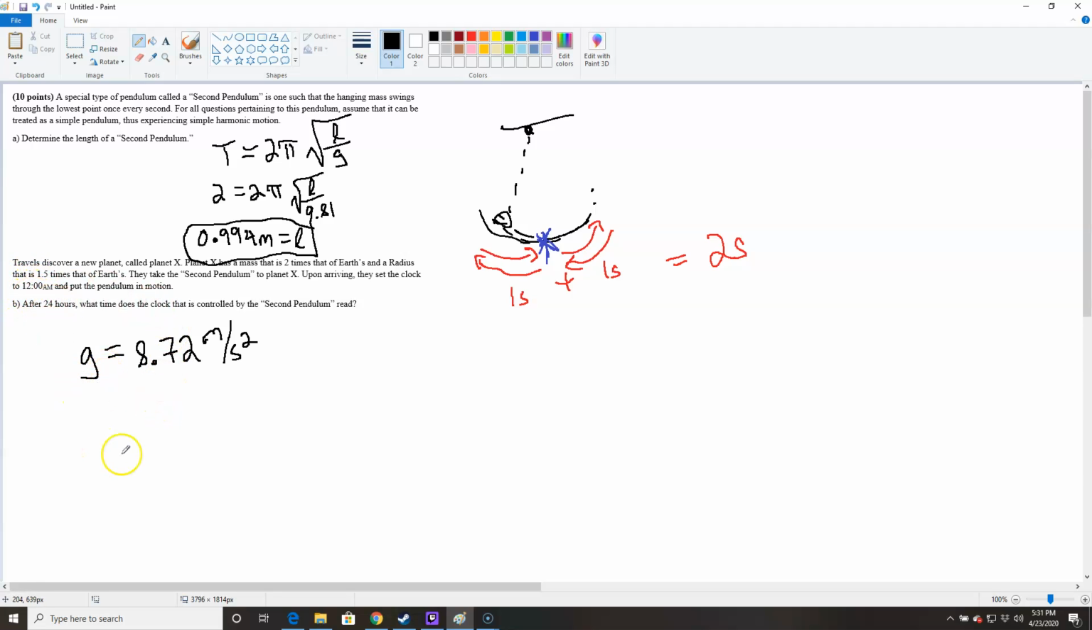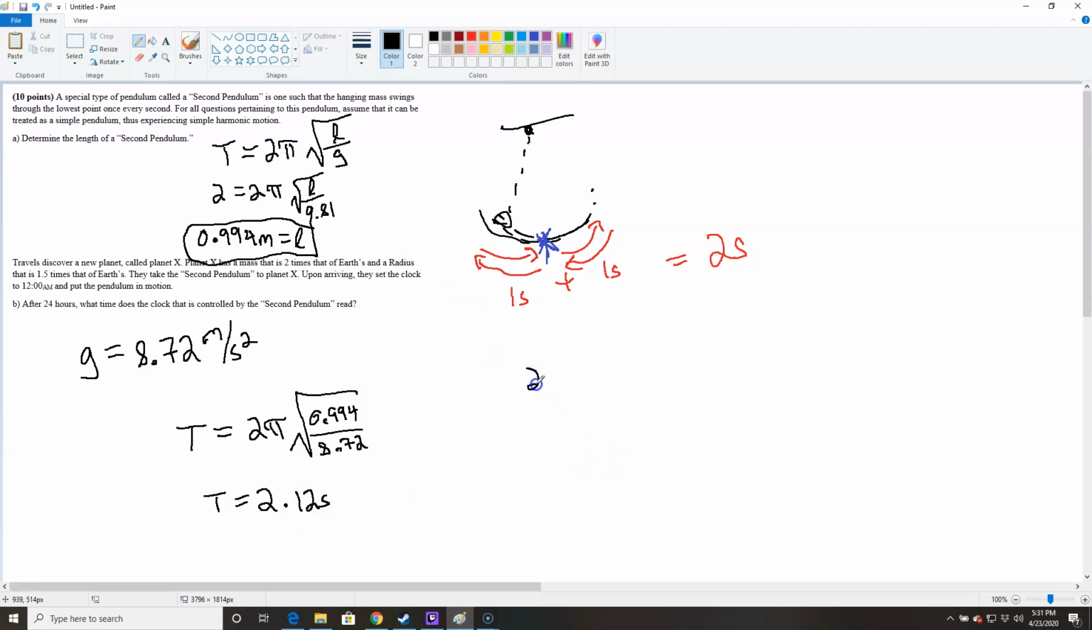We set this up on planet X at 12 p.m. and we let it run for 24 hours. And the question is, well, what does the clock read? In order to do that, we need to know what the period is on planet X. The length stayed 0.994, and g instead of 9.81 is 8.72. So 0.994 divided by 8.72. Put that whole bundle of stuff under square root, then multiply it by 2 pi. The period is now 2.12 seconds.